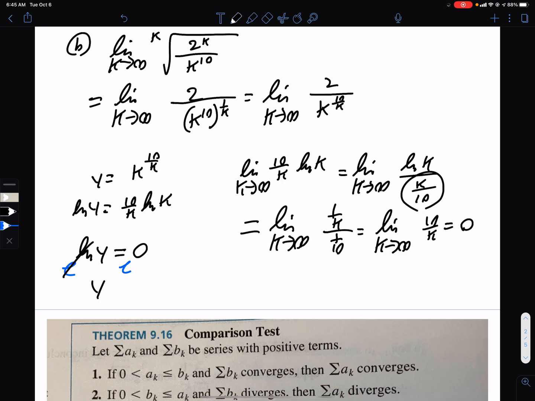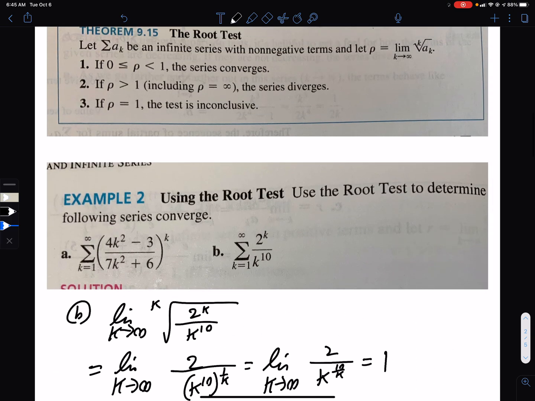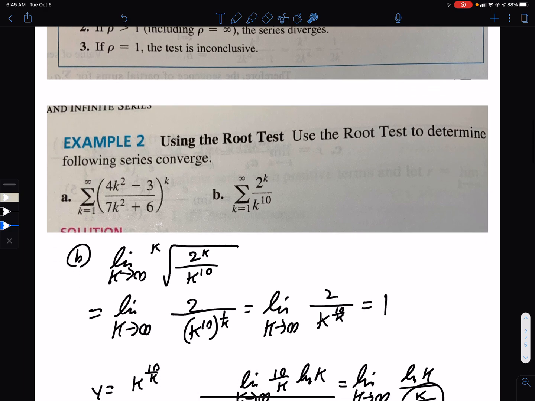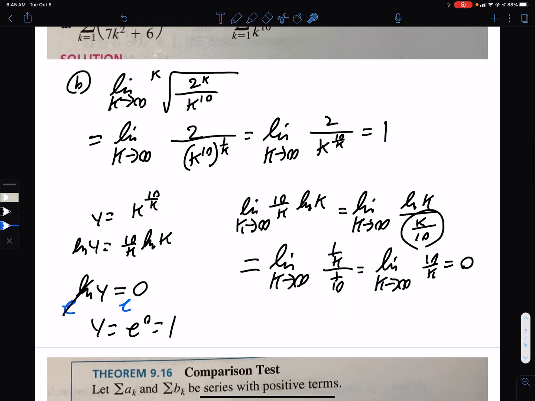Those cancel. Y equals e to the 0, which is 1. So this all equals 1. Now what do we say about 1? If it equals 1, the test is inconclusive. Oh, wait a second. I am a liar, pants on fire. Good thing I caught that.